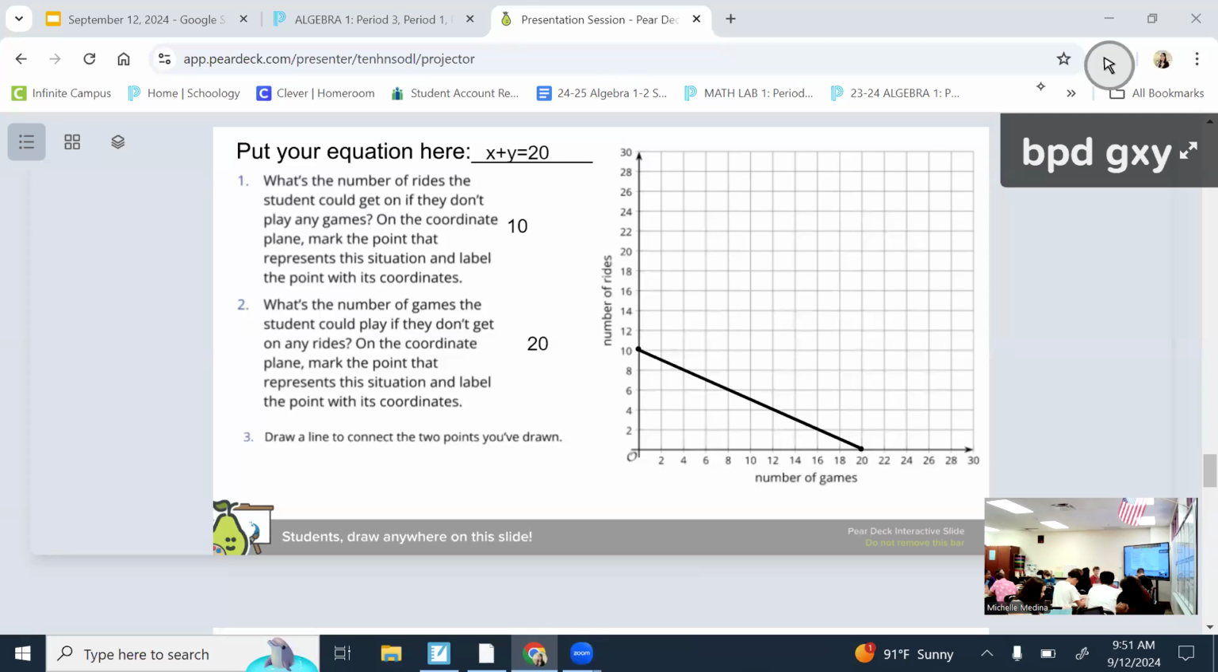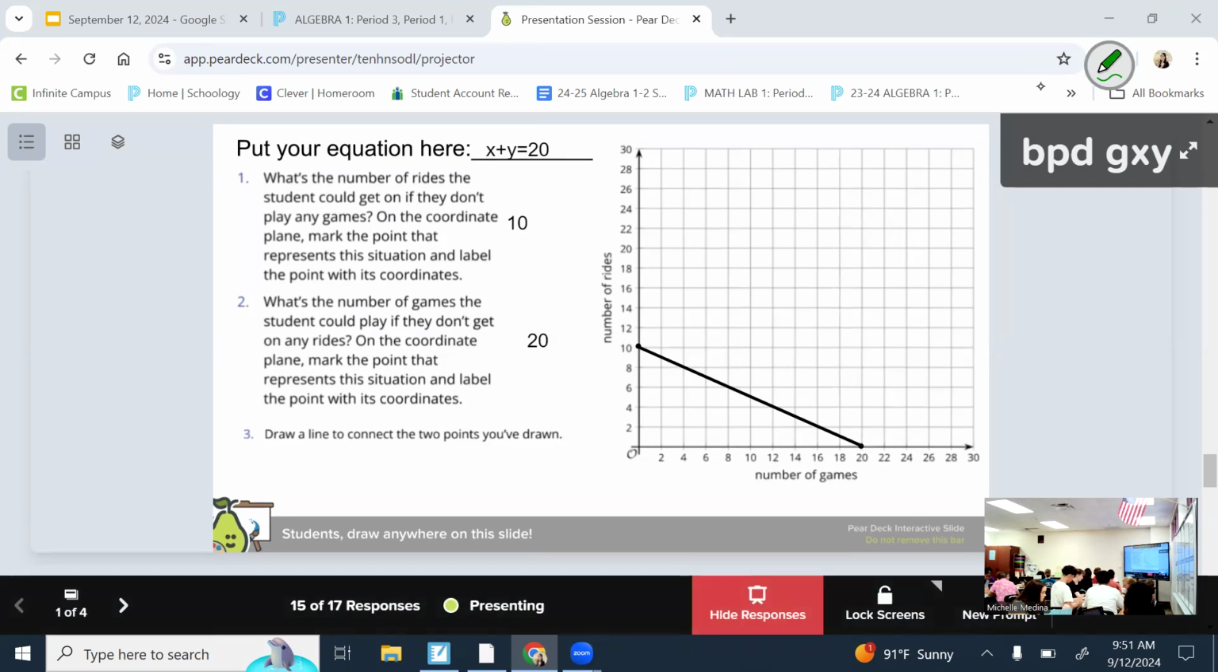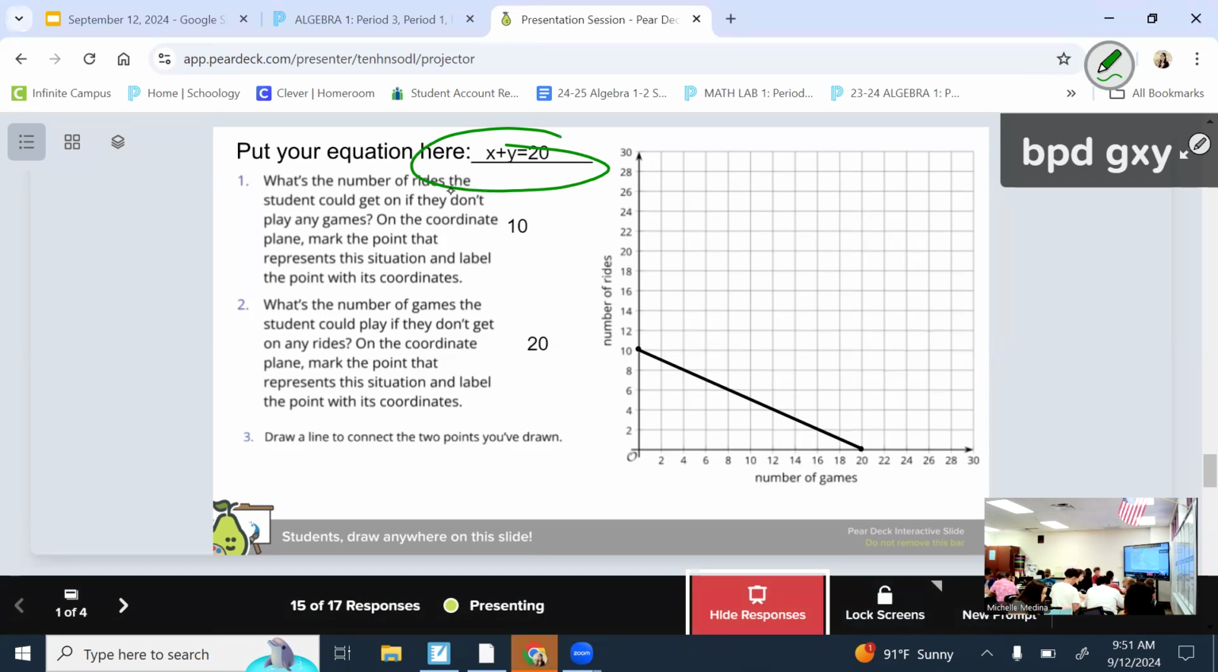For your note-taking purposes, you are putting correct answers for your assigned equation. You don't need to write everyone's equation, just your own. Okay, but first, let's look at the people that had x plus y equals 20. So if you don't have that as your assigned equation, don't write down their stuff, okay? So x plus y equals 20.